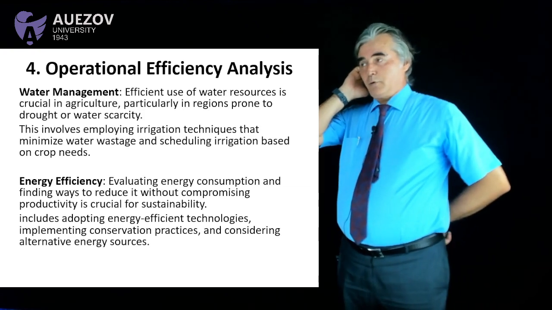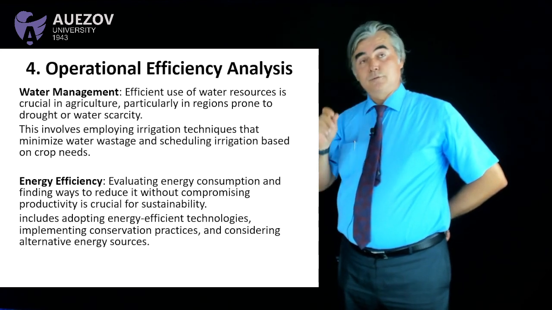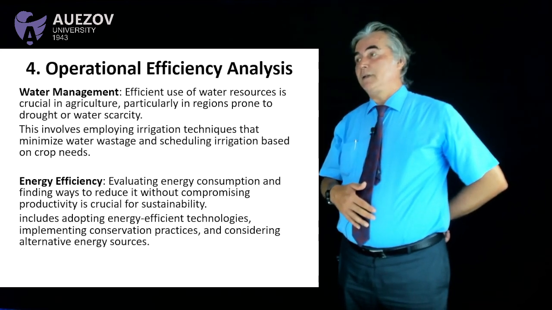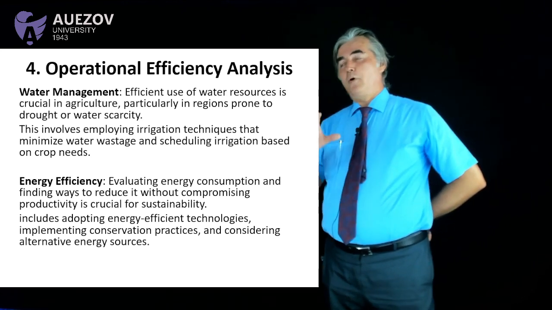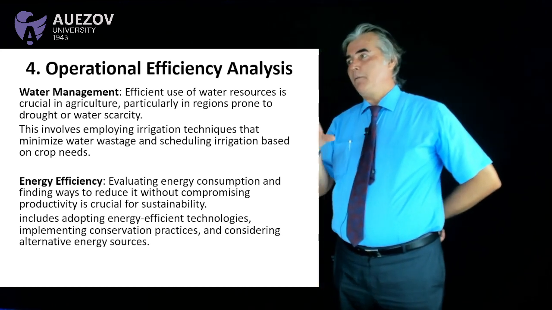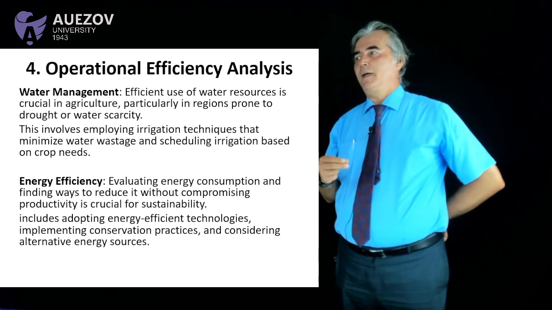Water is also an important resource. Efficient use of water resources is crucial in agriculture, particularly in regions prone to drought or water scarcity, and involves employing irrigation technology that minimizes water wastage, and scheduling irrigation based on crop needs.